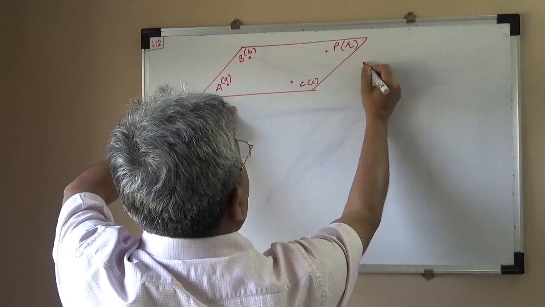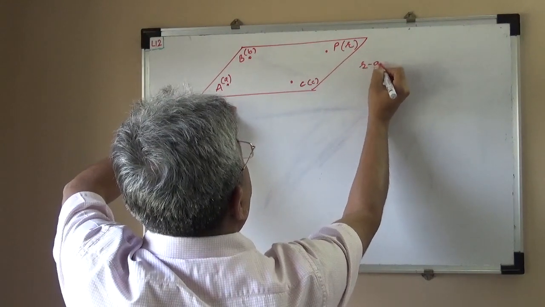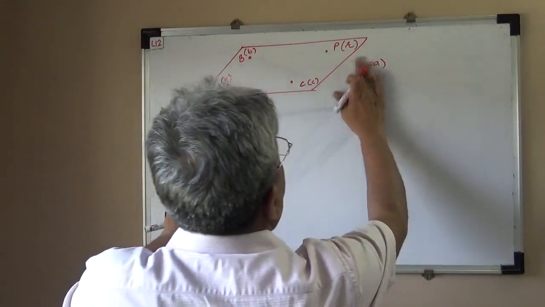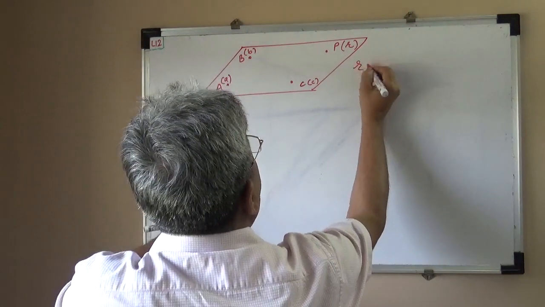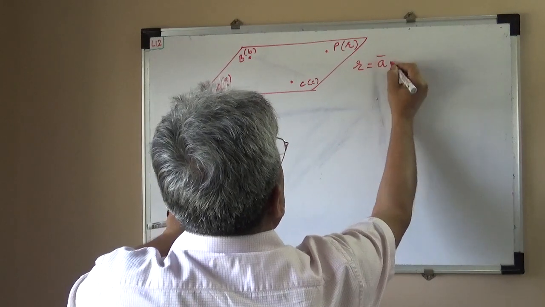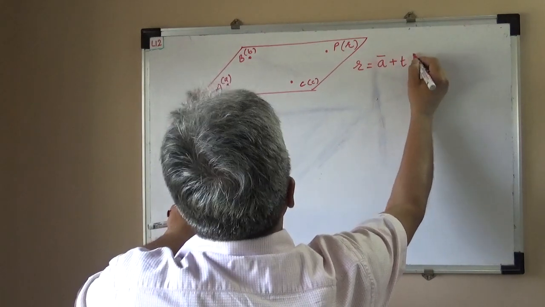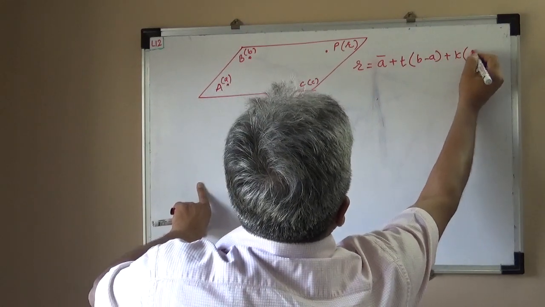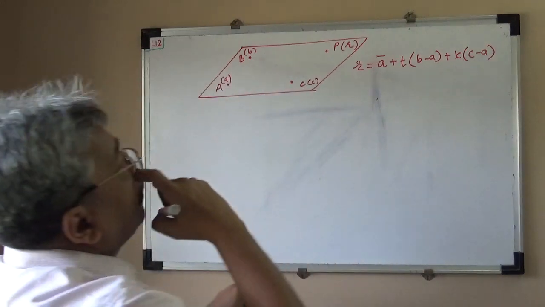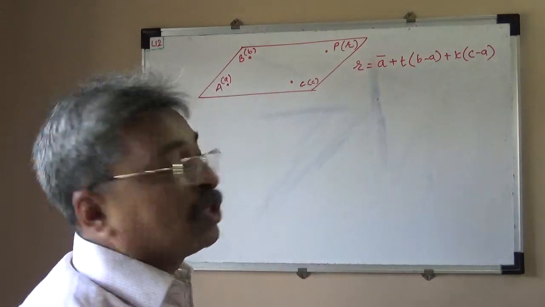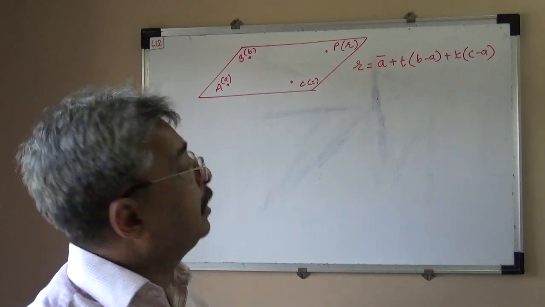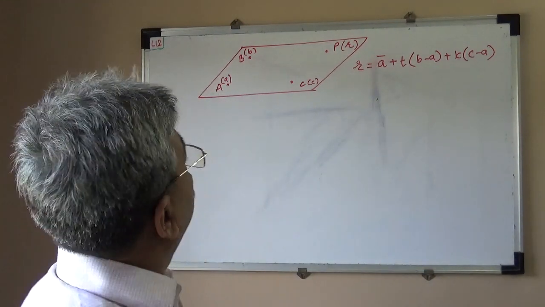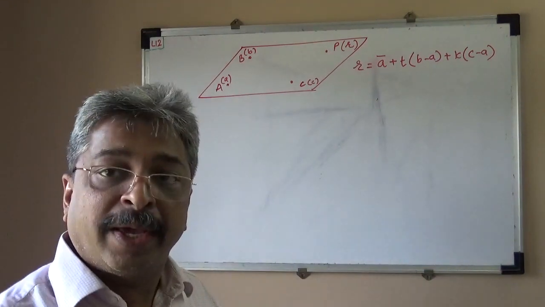R minus A vector, or maybe not like that, sorry. R is equal to A plus T times B minus A plus K times C minus A. Two vectors are given and a point is given, right? So this was the expression that we had got as far as the equation of a plane passing through 3 given points is concerned.